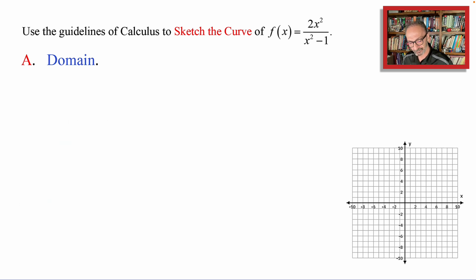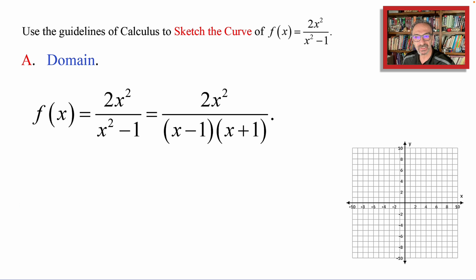For the domain, we have f of x equals 2x squared over x squared minus 1. Now x squared minus 1 is a difference of two squares, which gets factored to x minus 1 times x plus 1. For the domain, we need to focus on the denominator. What makes it 0, we should take off. The domain is all real numbers except what makes the denominator 0, which is -1 and 1.